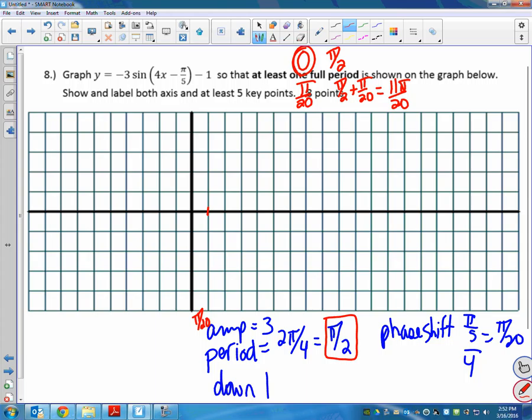So, that's really gross. I feel like I don't want to make this, like, I don't want to count by pi 20ths on this.